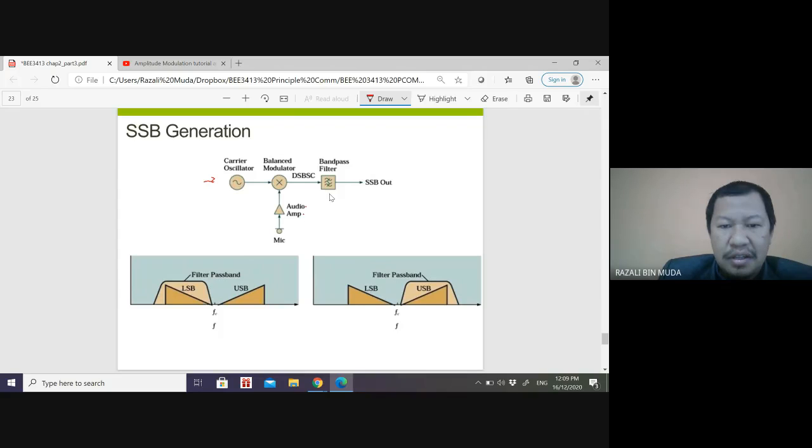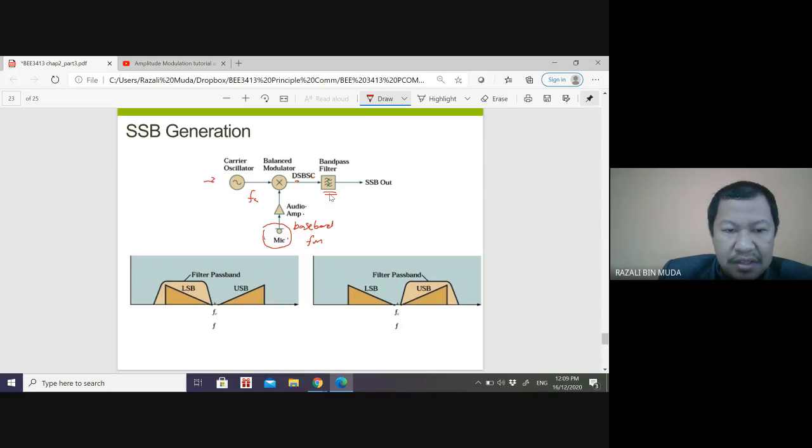So for single sideband generation, we have the carrier oscillator, balanced modulator, and audio amplifier. This is the mic. The mic is the input for the baseband signal, your voice. Baseband FM. This is FC. So here, this is double sideband suppressed carrier. There is no carrier here. And then using a band pass filter, you remove one of these sidebands.